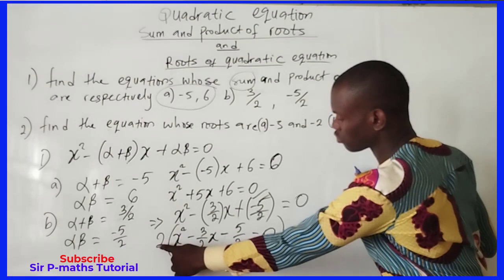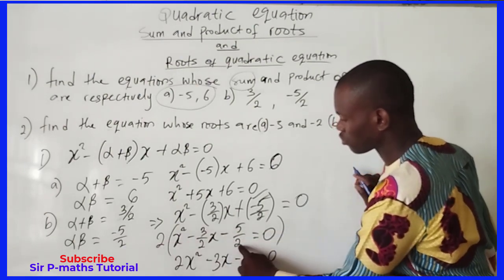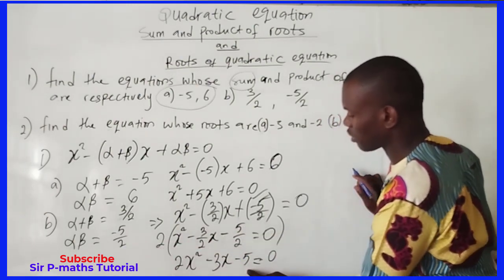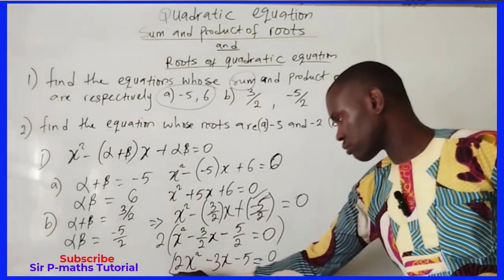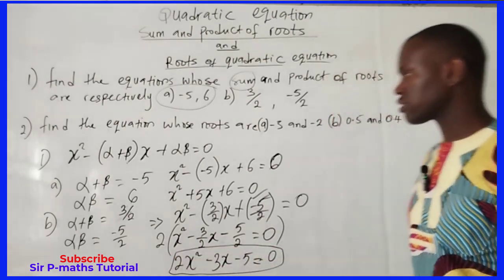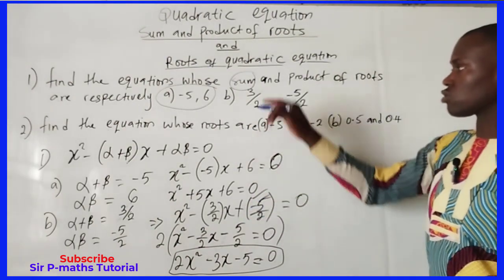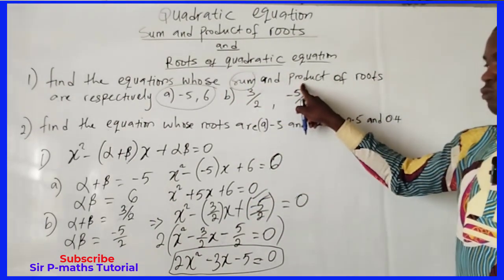Of course, 2 will cancel 2. I have only 3. 2 will cancel 2. I have only 5. Or you can multiply the way you understand. So this becomes my answer. All right, I believe you have understood how to solve sum and product of roots.